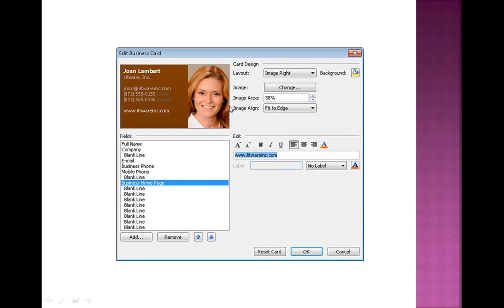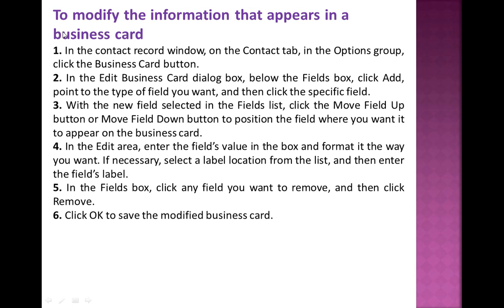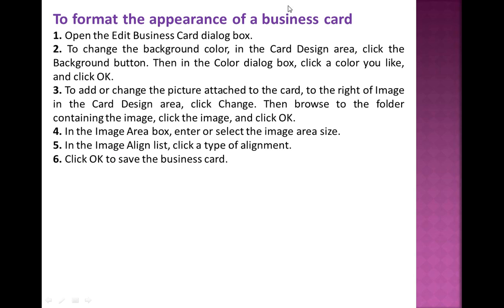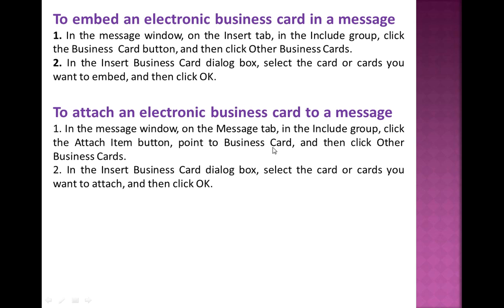This is how we can edit the business card. We have also covered how to modify the information. These are the multiple steps available. How to format the appearance of a business card. We can change the color, background color, design, change the picture, design area, image area box, image align list, and click a type of alignment.